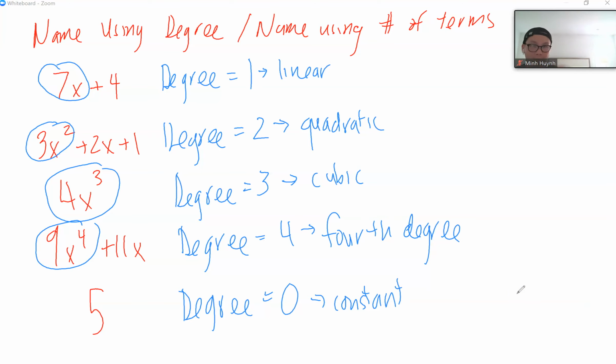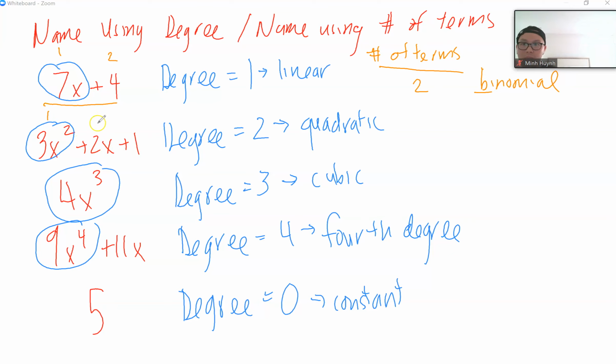So for the very first top one, which we're talking about 7x plus 4, right? We count the number of terms. Remember, the number of terms are separated by plus and minus signs. So that's 1, 2. So this is going to be 2 terms. And when you have a polynomial with 2 terms, this is considered a binomial, right? Bi, 2, like bicycle.